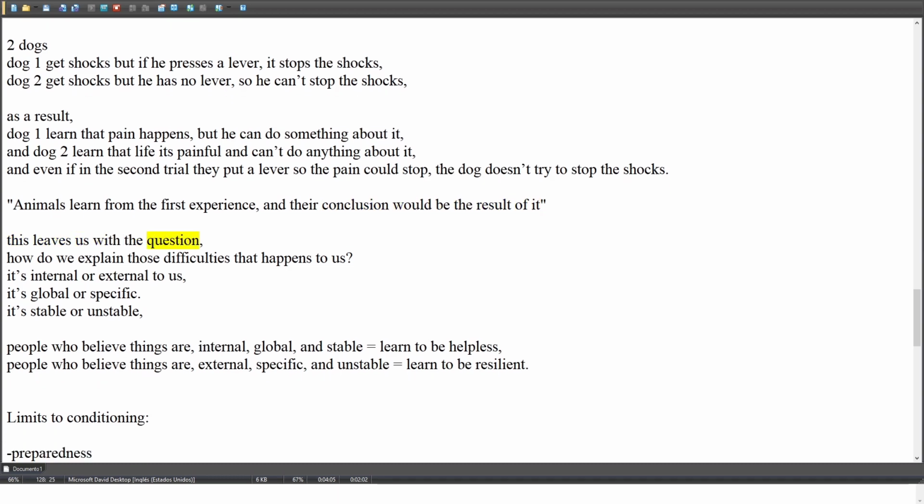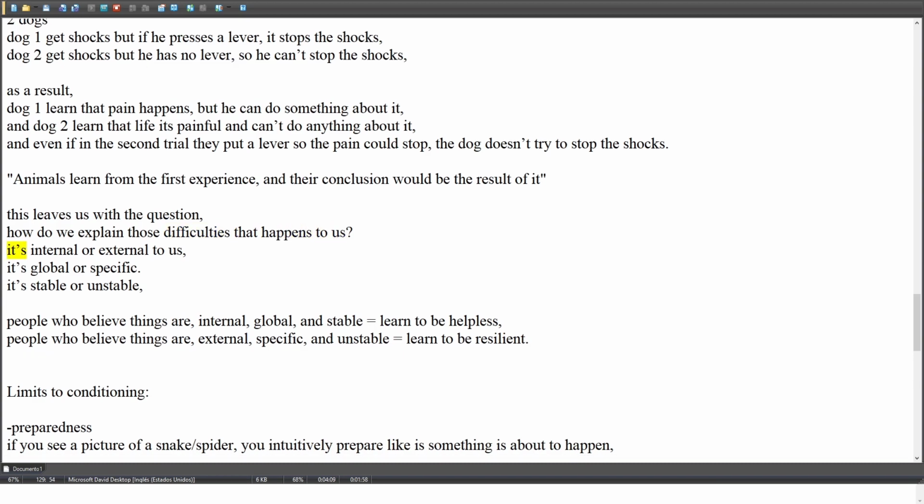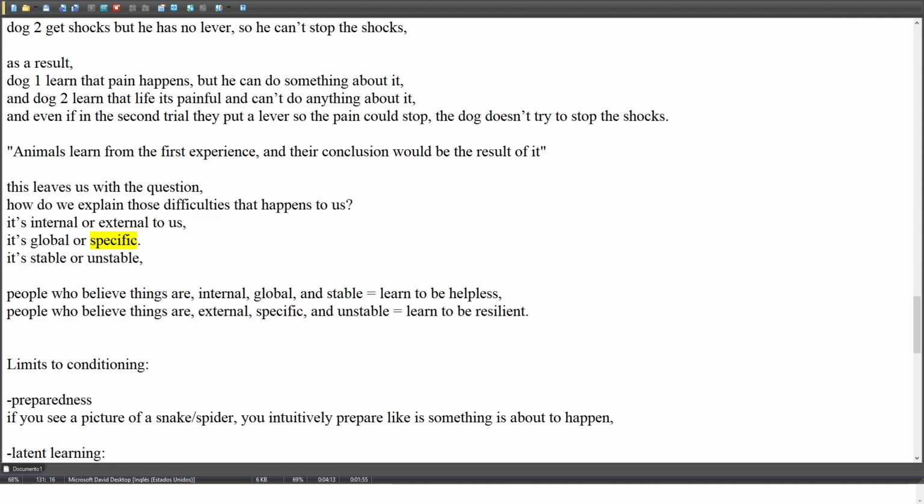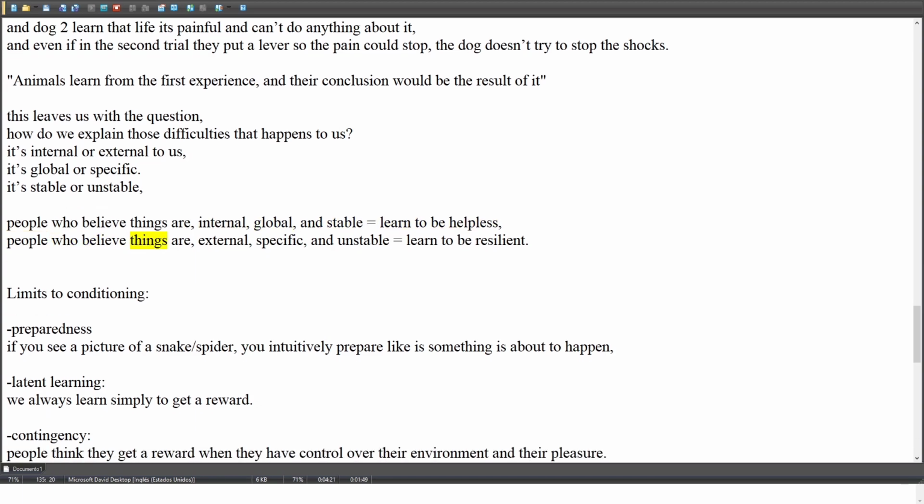This leaves us with the question: how do we explain those difficulties that happen to us? It's internal or external to us. It's global or specific. It's stable or unstable. People who believe things are internal, global, and stable learn to be helpless. People who believe things are external, specific, and unstable learn to be resilient.